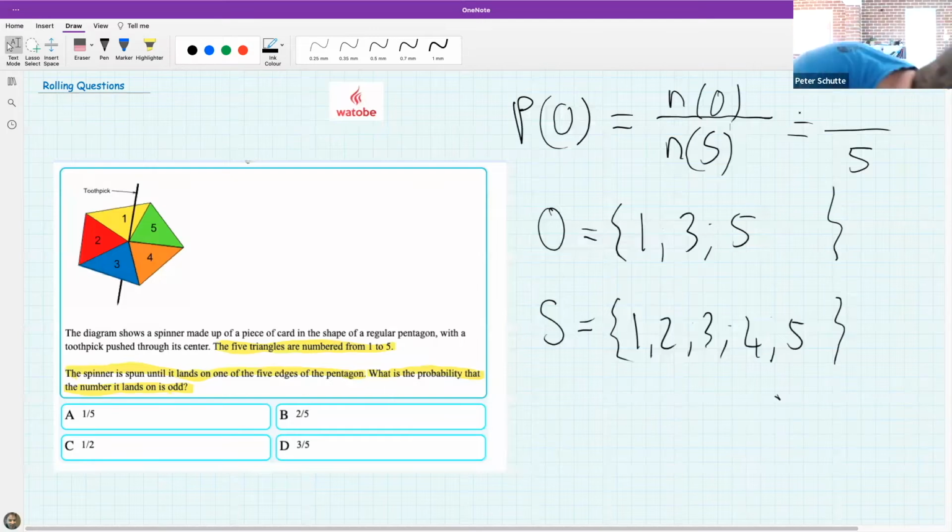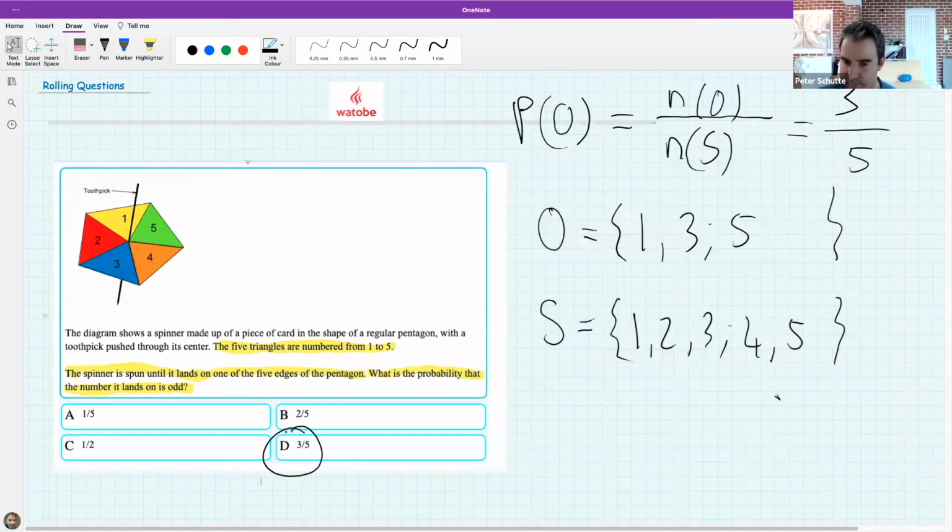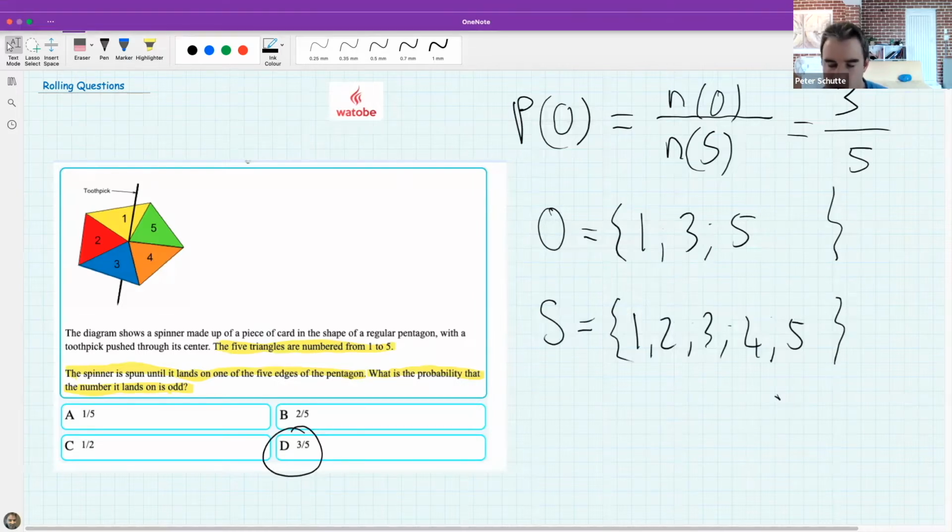Okay. There we go. So what we have is that as 3 over 5. And so the answer should be D. Thumbs up if you got that right. Thumbs down if you're feeling a bit lost. Let's have a quick look there.